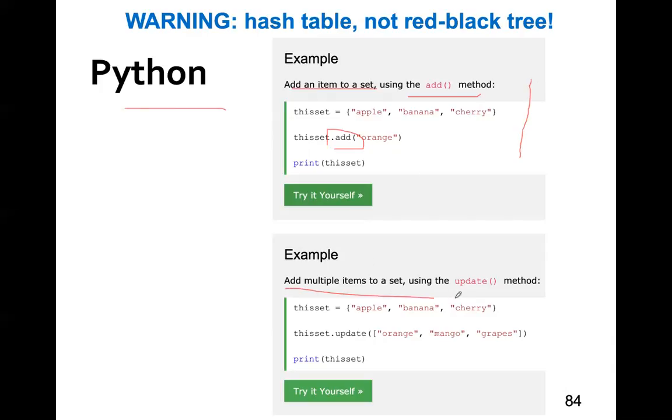Okay, to add multiple items to a set, you will use update. When you update, you give a list. If you use add, you just give one value. So that's the difference.